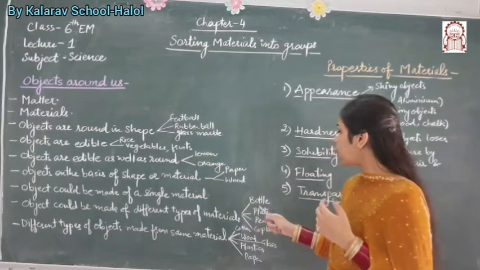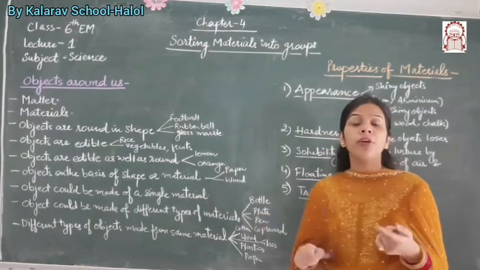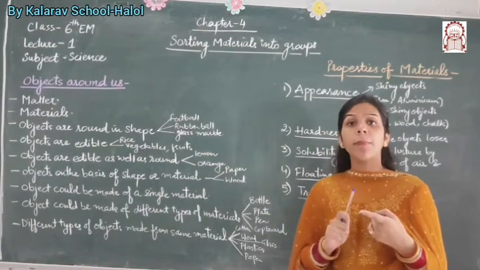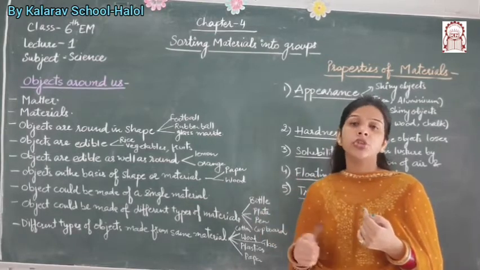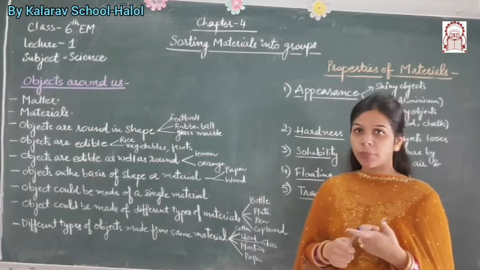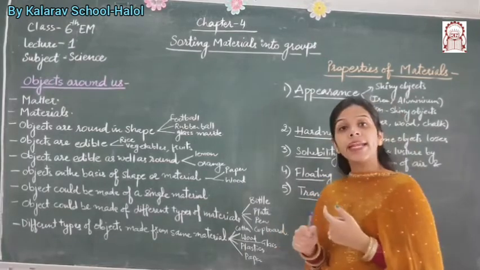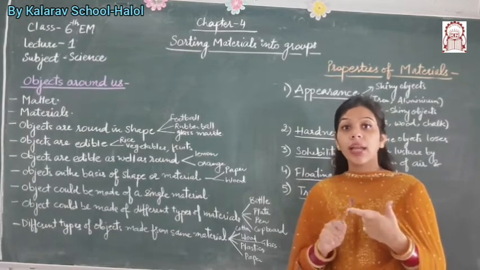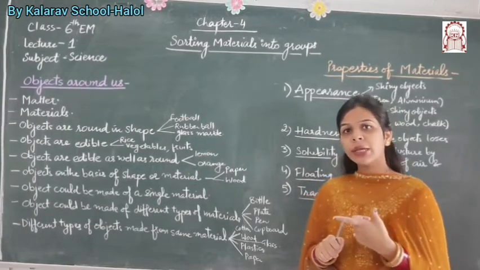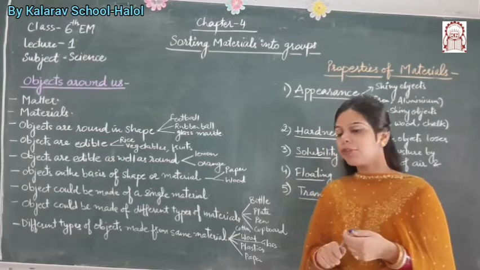For example, a bottle can be made from plastic, from metal, copper, aluminium, iron. So a bottle can be made from these types of material. Second is plate. A plate can be made from plastic, glass. So these are the materials from which a plate can be formed.